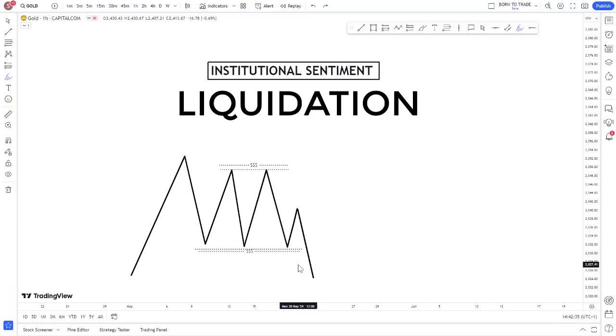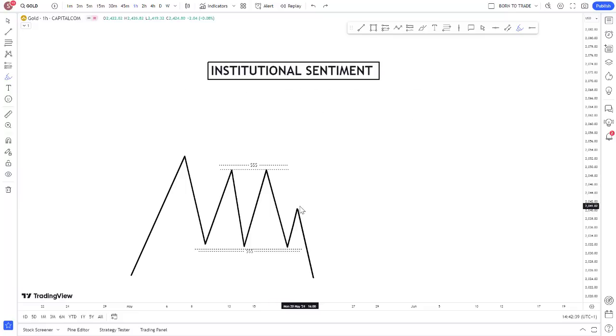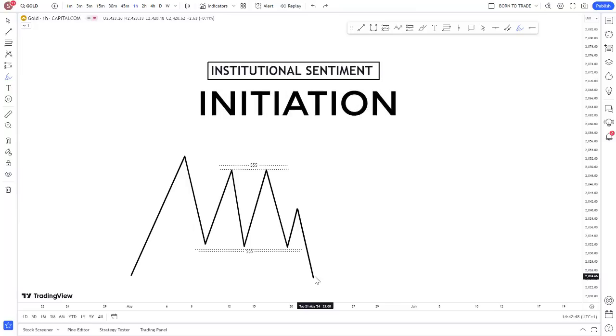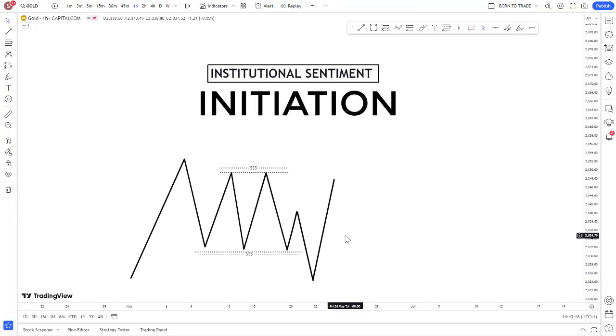And have it in mind, we've covered the first phase, which is the accumulation phase. This is the second phase we have right here, which I call the liquidation phase or the manipulation phase. And after the manipulation phase, this is when we talk about the initiation phase. The initiation phase is another important phase if you want to understand institutional sentiment, because at this particular point we've seen that liquidation, price making sure that this liquidity has been taken.